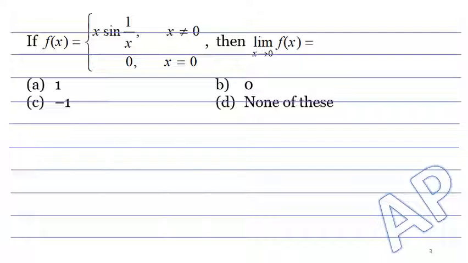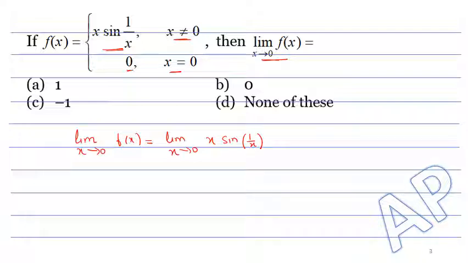If f of x is equal to x into sine 1 by x for x not equal to 0, and 0 for x is equal to 0, then limit of f of x as x tends to 0 is equal to, as usual we have four options. I will consider this limit as x tends to 0 of f of x, which will be limit as x tends to 0 of x into sine of 1 by x.